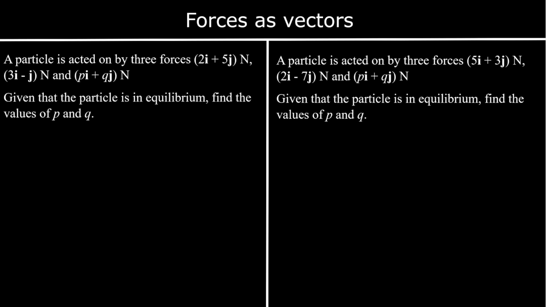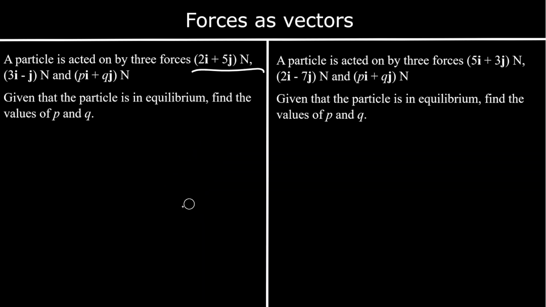So our i forces act in the x direction. A positive i is going to go to the right, a negative i to the left, and j's act in the y direction. Positive j is up, negative j is down. So this first force, 2i plus 5j, acts 2 to the right and 5 up. So overall, 2i plus 5j will go in that direction.